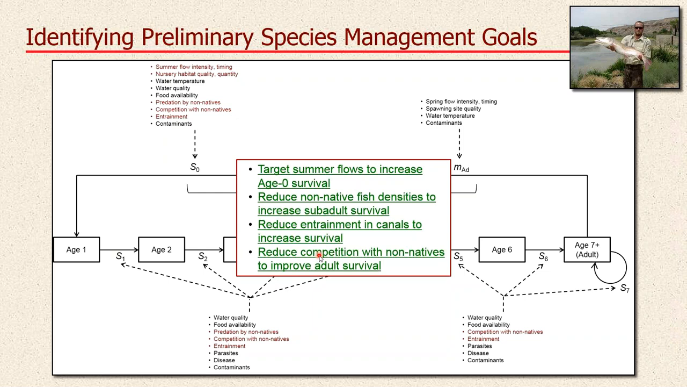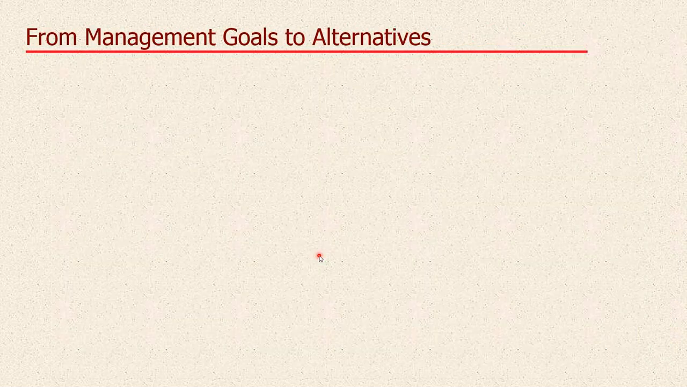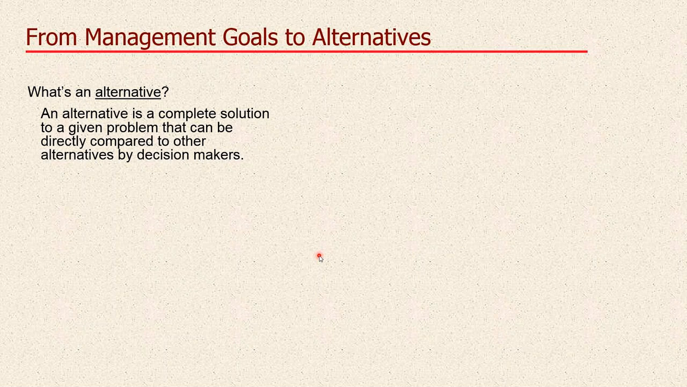And collectively, these different management options are often referred to as alternatives. So what actually is an alternative when we think about moving from these types of broader goals to these more specific alternatives? Well, a very simple definition is simply a solution, a complete solution. We'll talk about what that means in a minute. But it's a complete solution to a given problem that can be directly compared by decision makers to other options, to other alternatives.